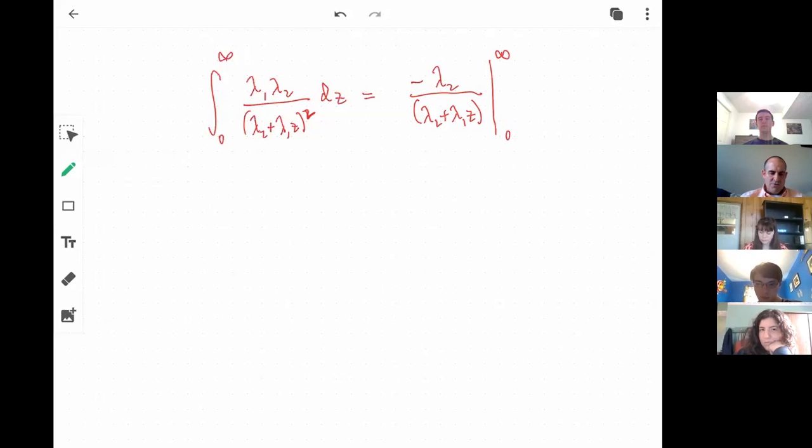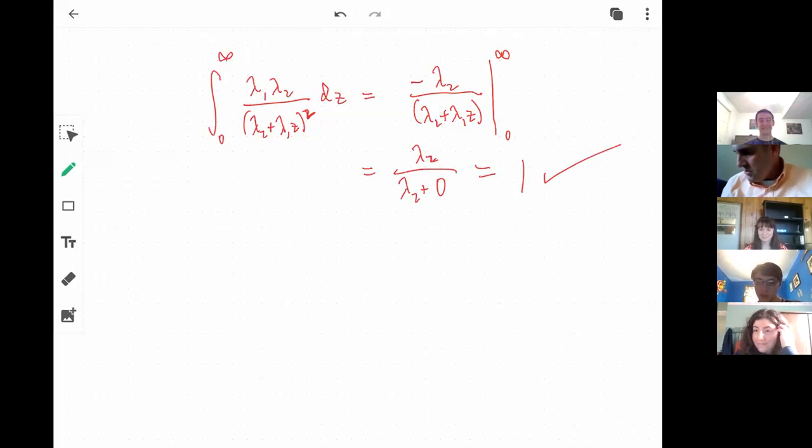If you let this thing go off to infinity, you get 0. And so it's going to be minus negative, which is plus lambda 2 over lambda 2 plus that thing with z plugged in for 0, which is 1, which is good news for us, right? So it at least meets the requirements of a density. So there we go. It's always nice when all of those things work out for us.